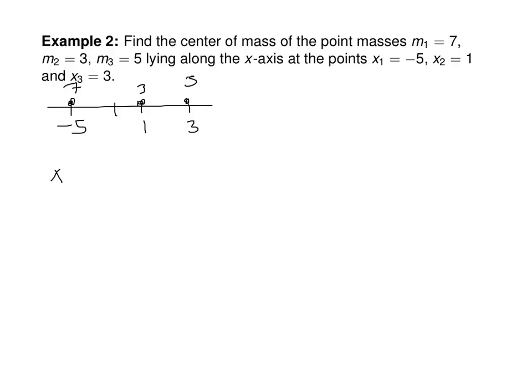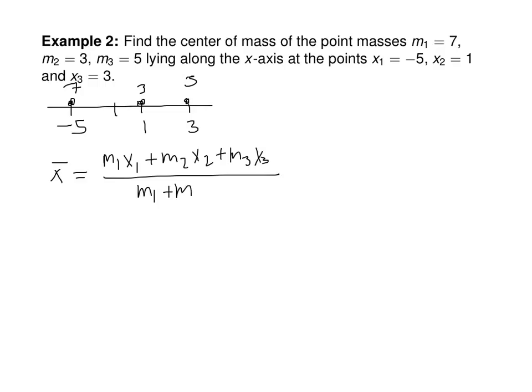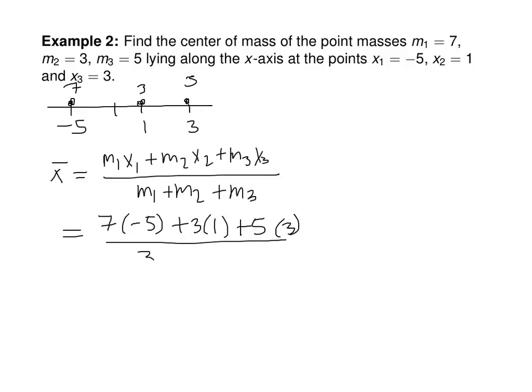Now x bar will be given by the sum of the moments, so m1 x1 plus m2 x2 plus m3 x3 divided by the total mass, so m1 plus m2 plus m3. So that's 7 times -5 plus 3 times 1 plus 5 times 3 divided by 3 plus 7 plus 5, which gives us x bar equal to -17 over 15.